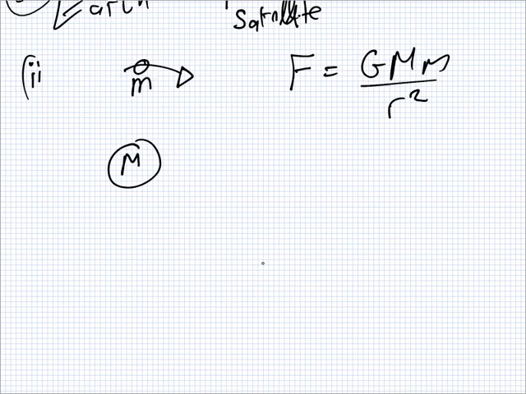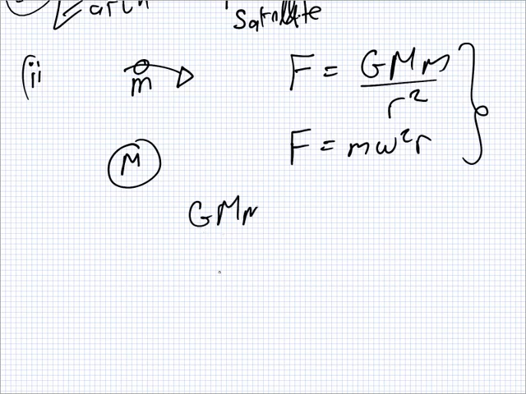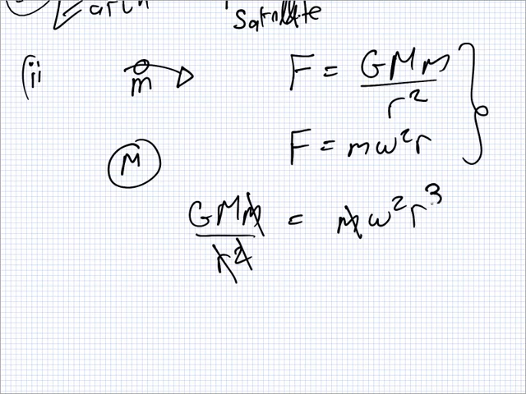But what type of motion is this? Circular, isn't it? So you can say F equals m omega squared r. We can make these equal and get GMm over r squared equals m omega squared r. So the small m's cancel. I can bring the r squared up to the right to make r cubed.